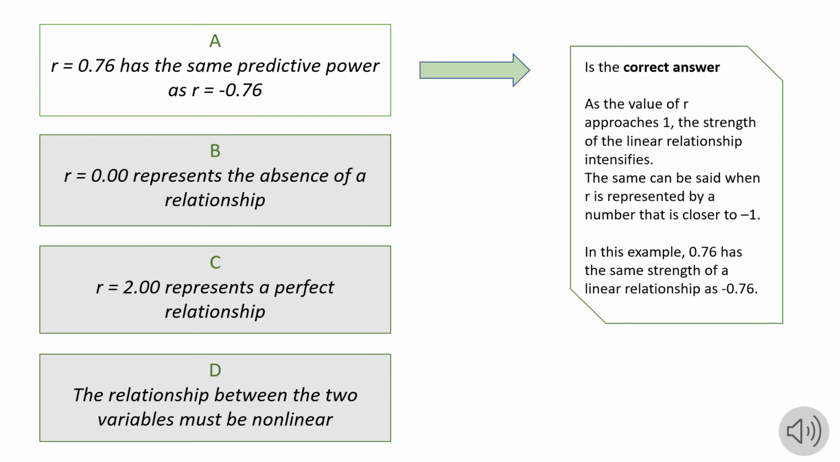B is incorrect as 0 only represents the absence of a linear relationship. C is incorrect because the value of R can only reside between negative 1 and 1. And D is incorrect as the relationship could also be linear or have no correlation.